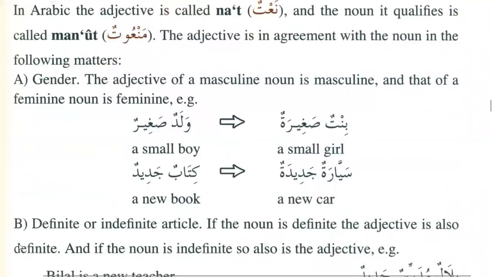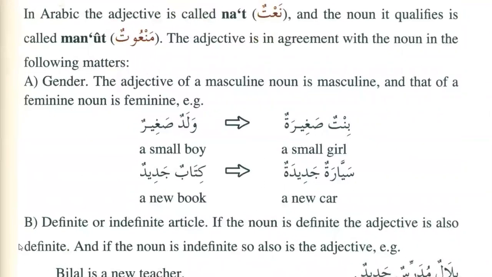The adjective is in agreement with the noun in the following matters: A, gender. The adjective of a masculine noun is masculine, and that of a feminine noun is feminine. Example, a small boy, waladun sogirun. A small girl, bintun sogiratun. And then a new book, kitabun jadidun. A new car, sayaratun jadidatun. Did you understand this point?